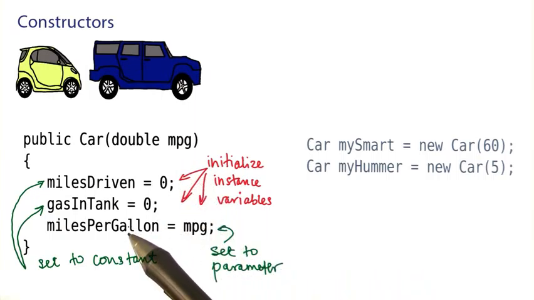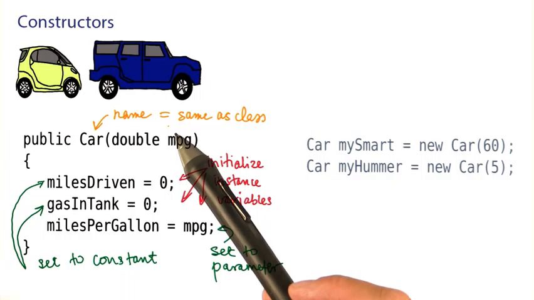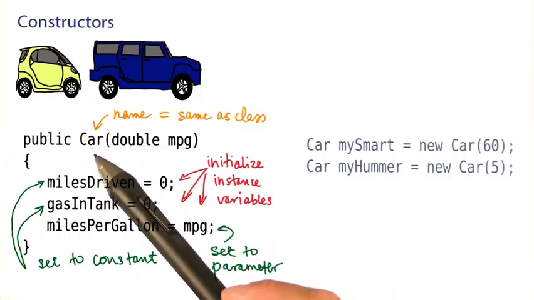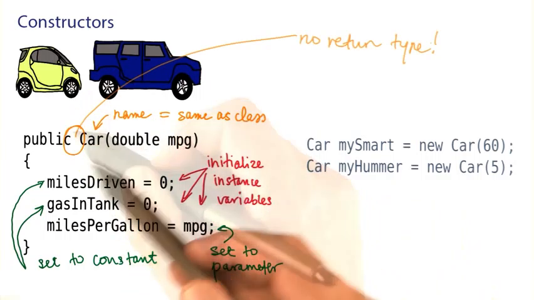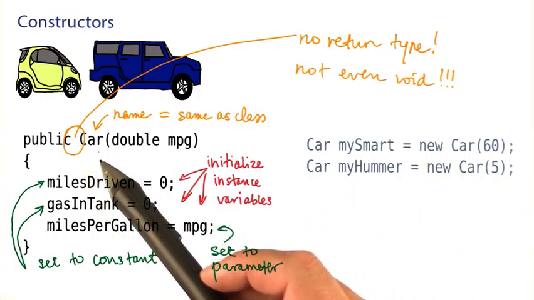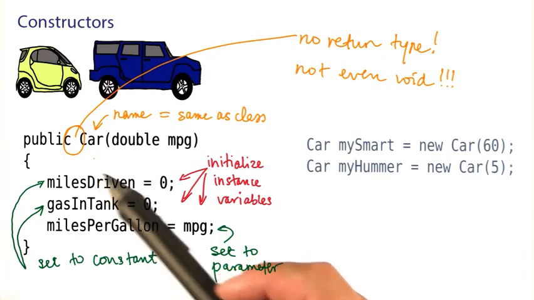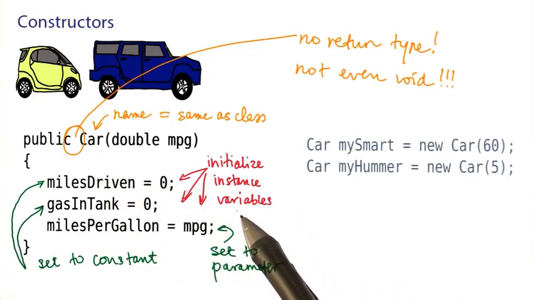A couple of things to pay attention to when you define a constructor. Note the name. It's the same as the class name. The class is called car, the constructor is called car. Also note that there's no return type at all, not even void. A constructor is not a method. It does not return any value. Instead, the job of a constructor is simply to initialize the instance variables.